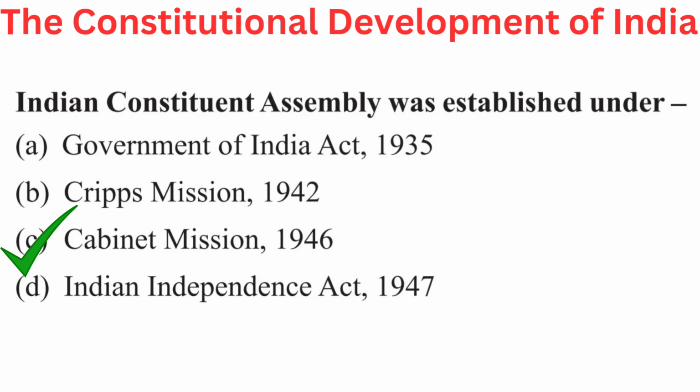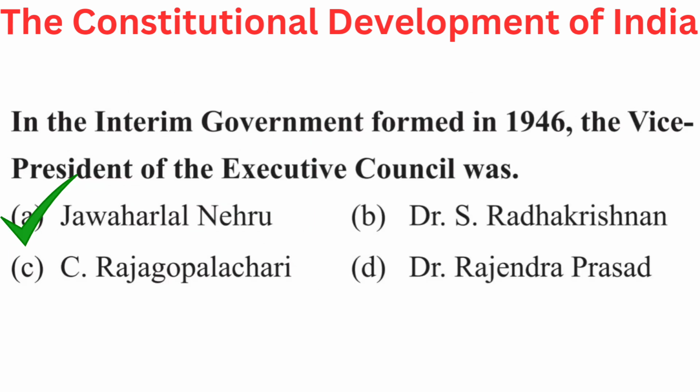The question is, Indian Constituent Assembly was established under. Your options are A. Government of India Act 1935, B. Cripps Mission 1942, C. Cabinet Mission 1946, or D. Indian Independence Act 1947. Right answer is C. Cabinet Mission 1946.